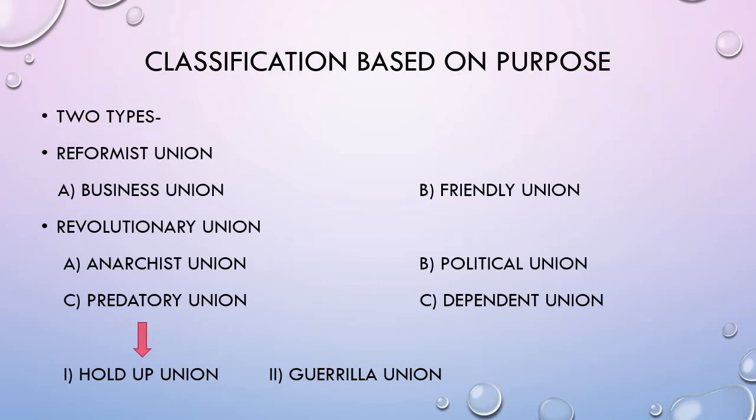The last type of union under revolutionary union is the dependent union. This union has also been added by the followers of Professor Huxley, namely the dependent union. The existence of this type of union is dependent wholly or partly on other unions or the employers.